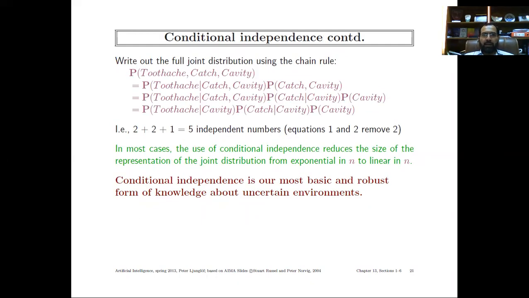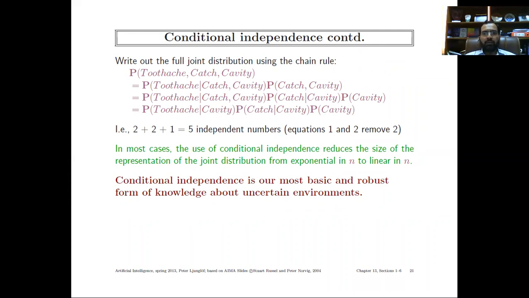And again, by representing it with the same chain rule which we have discussed earlier, we have to write the full joint probability distribution using the chain rule, where we have the probability of toothache, catch, and cavity. Here you can see that is equivalent to probability of toothache given catch, cavity, multiplied by probability of catch, cavity. The probability of catch given cavity is multiplied by probability of cavity, and so on and so forth. So it means there are 2 plus 2 plus 1, which is equal to 5 independent numbers. Equations 1 and 2 remove 2.